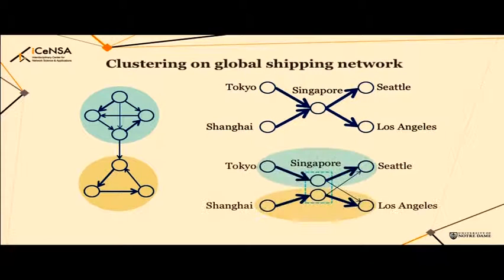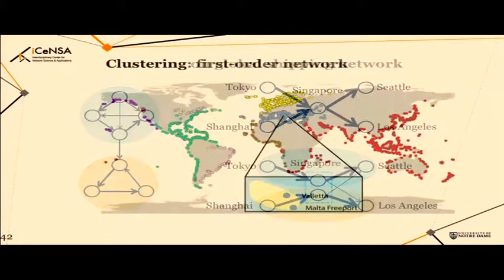So the application, again, let's go back to the invasive species and see some of the results on a global shipping network. This is a first order network representation. This is a second order network representation, where now I have introduced a memory: if I come from Tokyo to Singapore, I'm more likely to go to Seattle. If I come from Shanghai to Singapore, I'm more likely to go to LA. So I've created that dependent structure within my network now.